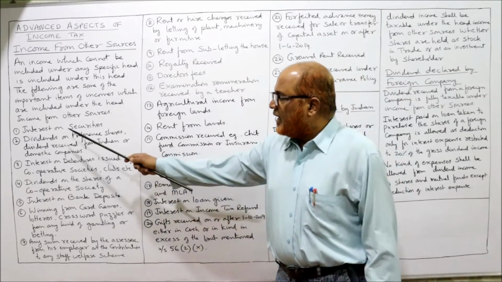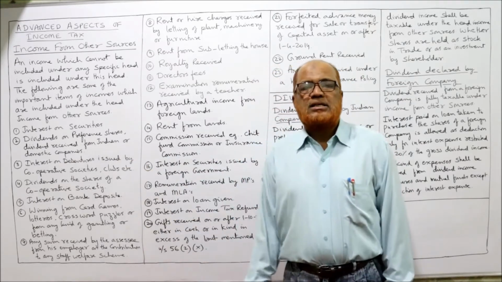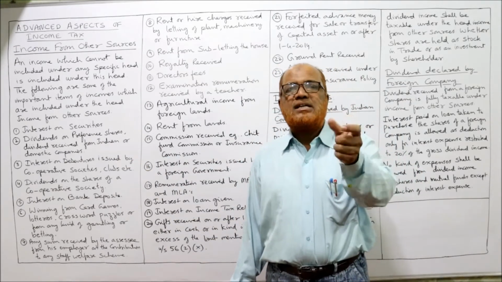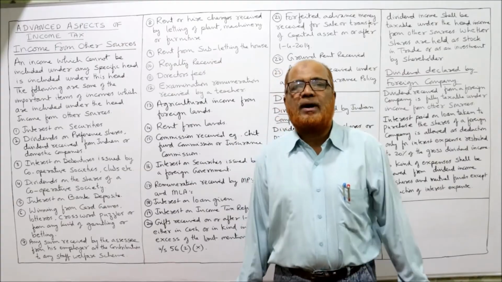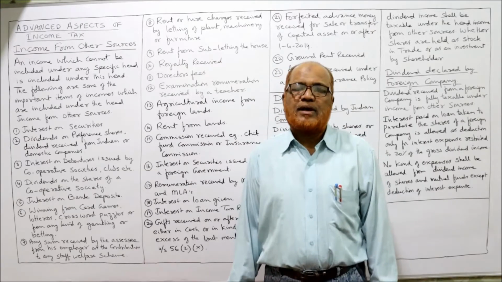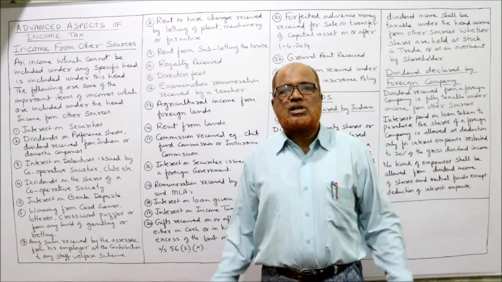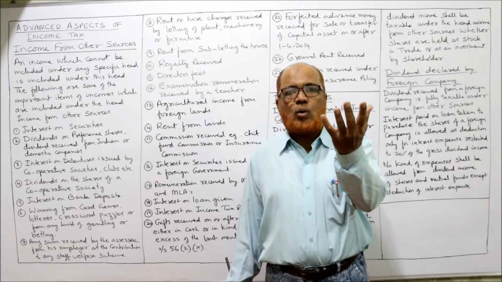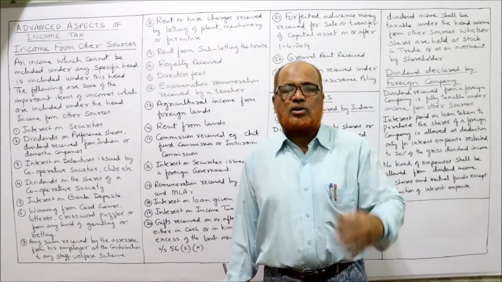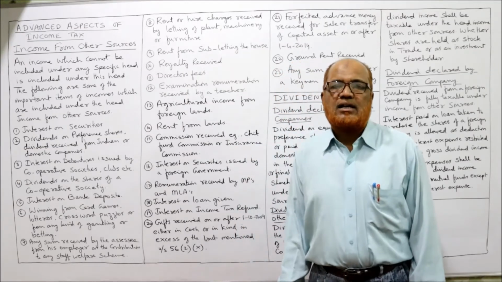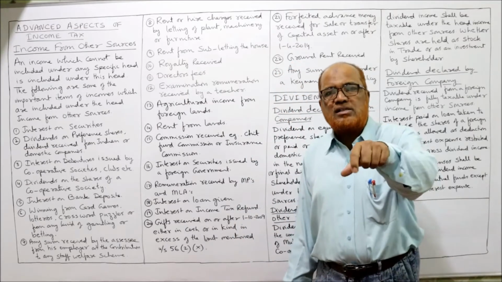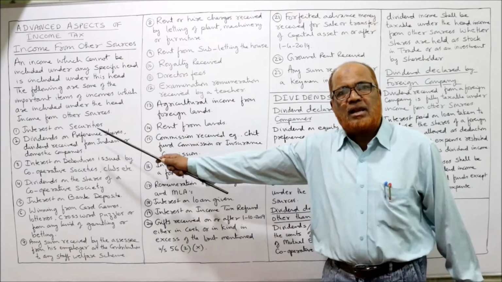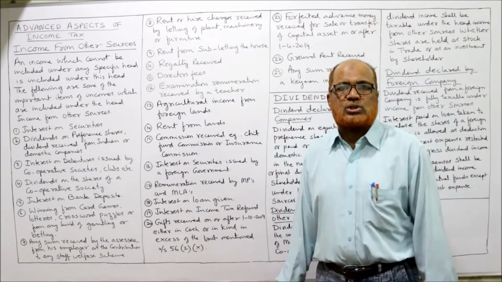What are the examples? Interest on securities. Securities are the debentures and bonds issued by the company or government. The government will issue the bonds, the companies may issue the debentures. So if a person is the owner of debentures or bonds, he will get the interest. The interest received on securities is taxable under income from other sources.